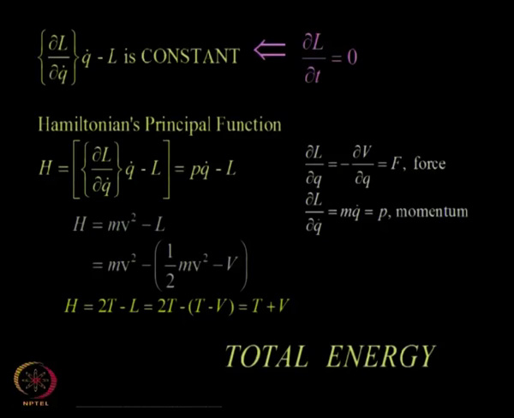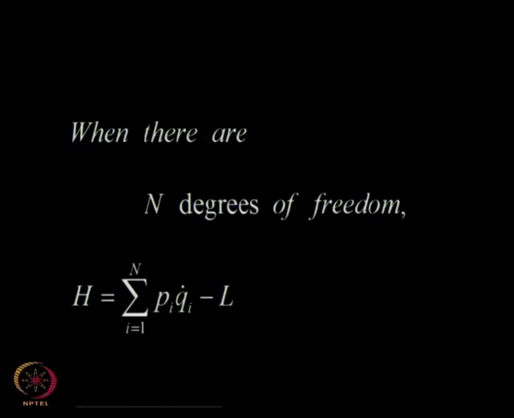Now, this has come so neatly from the Lagrangian formulation. You can generalize this. If there are n degrees of freedom, you can put a subscript on p and q dot and write the Hamilton's principal function as a summation over i going from 1 through n. So, this is a straightforward extension.